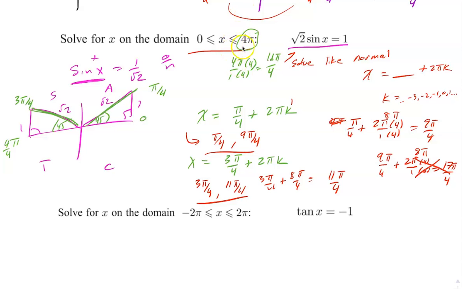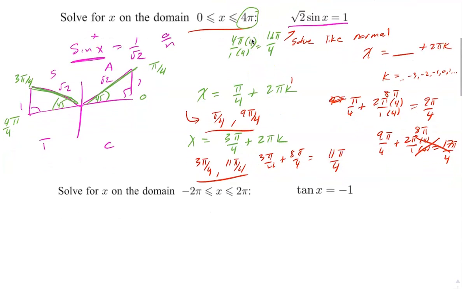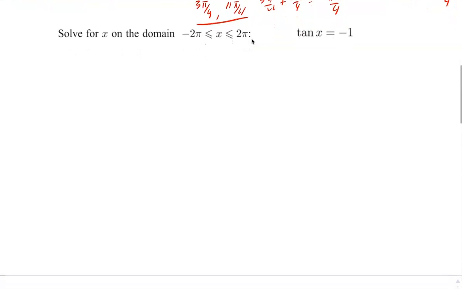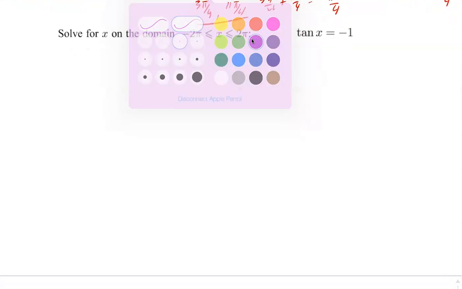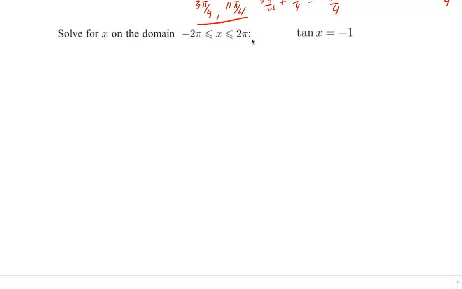So anytime the domain is a little weird, you want to find the generic answers to these things, which you solve like normal. You add 2 pi k, and then you just keep on plugging in integers until you get all the values that fill up the domain. Let's do another one real fast to make sure we understand it before we get to little crazier problems. This one's already set up for me.